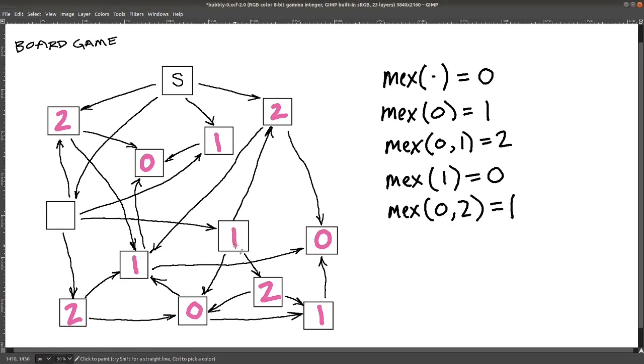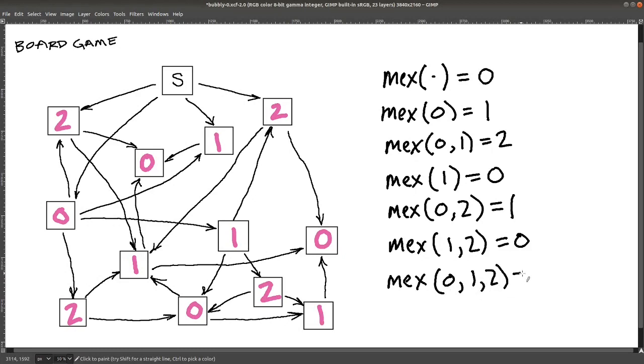So that's a 1. All right, this state has 4 outputs, and they have values of 2, 1, 1, and 2. So the smallest number that does not appear in there is 0. Okay, and that just leaves the starting state. From here you can reach states of value 2, 0, 1, or 2. And so the smallest value that does not appear in here is 3.